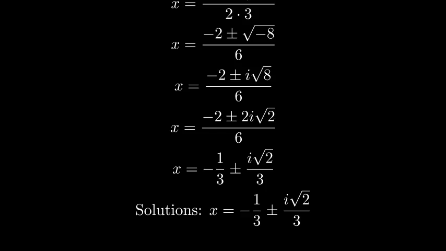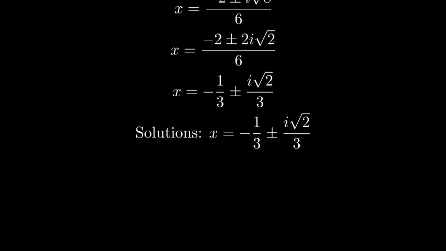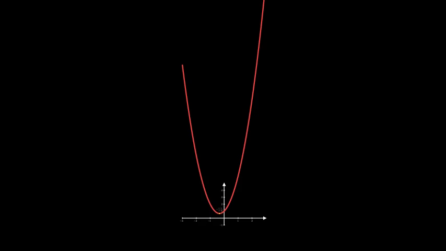Let's visualize the graph of this quadratic function. The graph of y equals 3x squared plus 2x plus 1 never crosses the x-axis, which confirms that there are no real solutions, only complex ones.